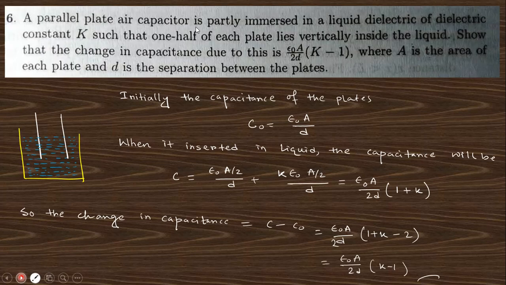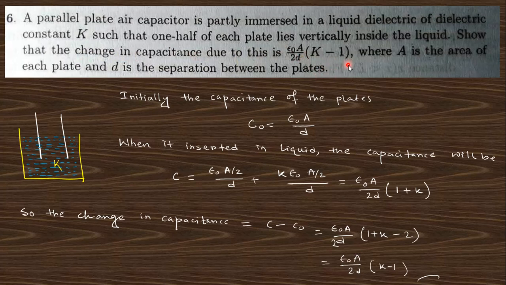A parallel plate air capacitor is partly immersed in a liquid dielectric of dielectric constant K. So this is a liquid with dielectric constant K, and one half of the plate is vertically inserted. There is one half of the plate inserted, so we need the change in capacitance due to this.